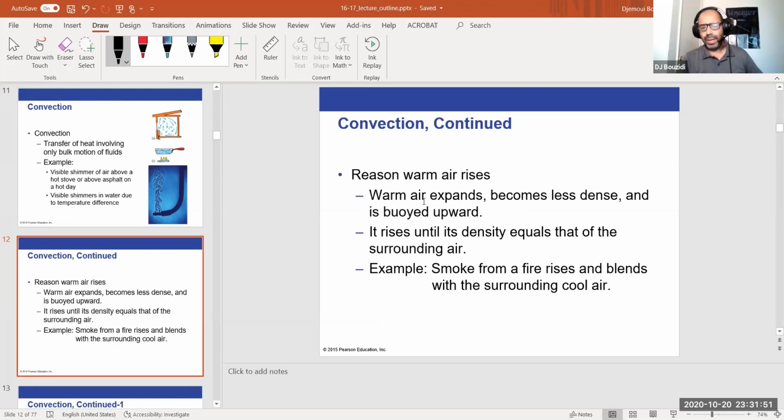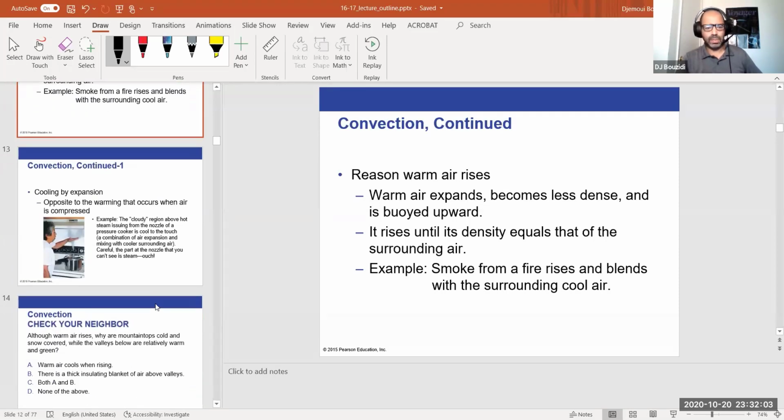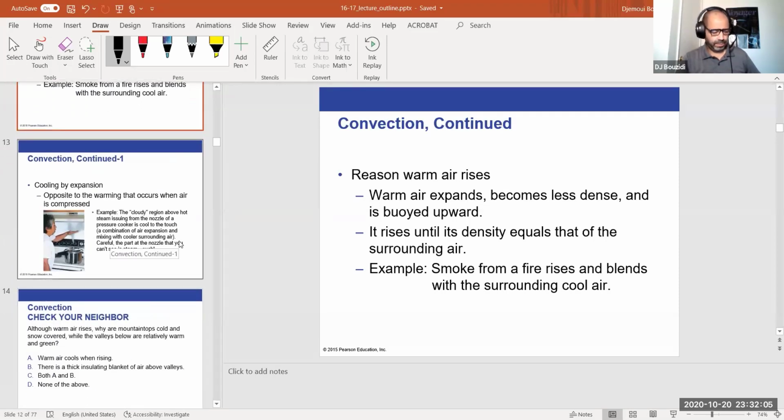Again, warm air expands, becomes less dense, and is buoyed apart. It rises until its density equals that of the surrounding air. Here is an experiment I want you to do, guys. Of course, you do this in the winter all the time, and you probably are not aware of it. Try to blow on your hand with your lips not open, just like normal.